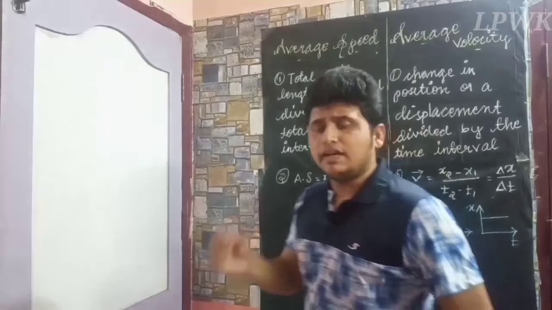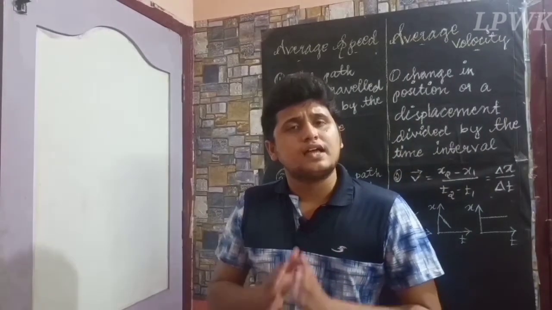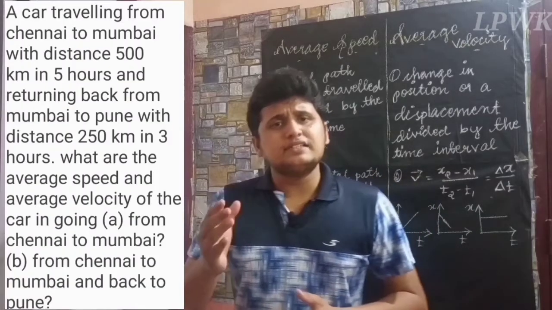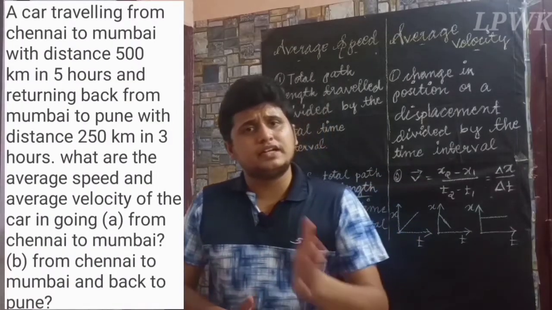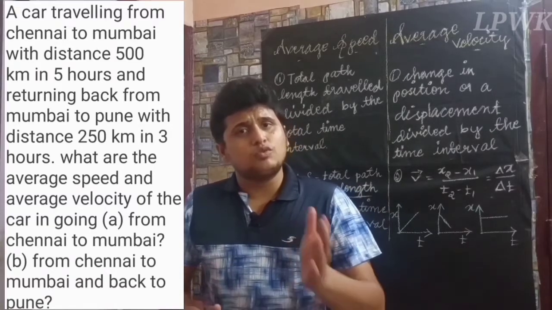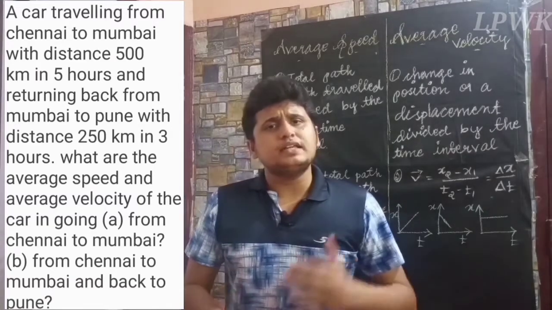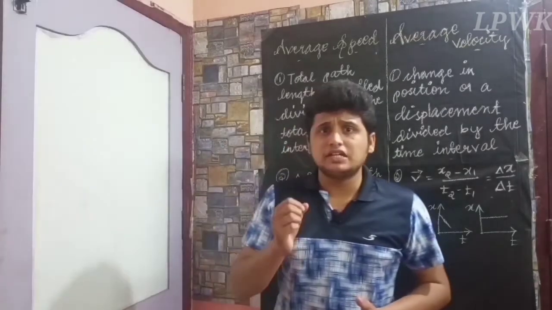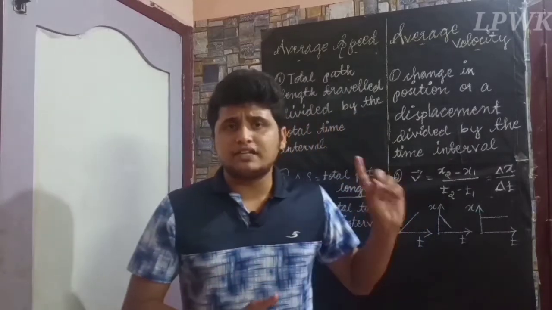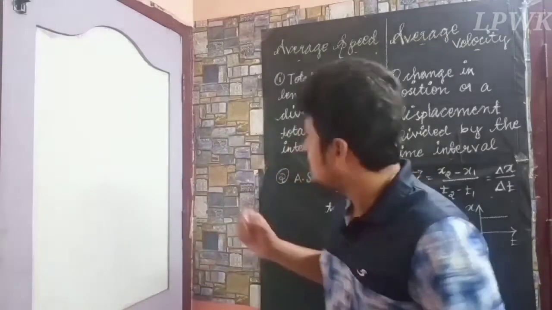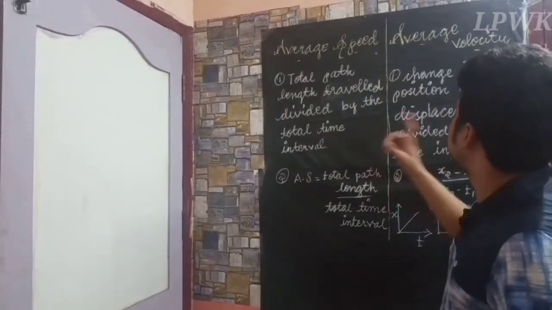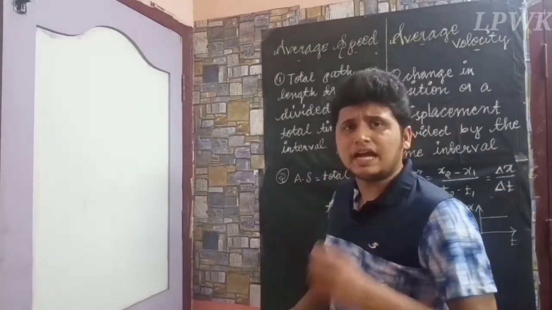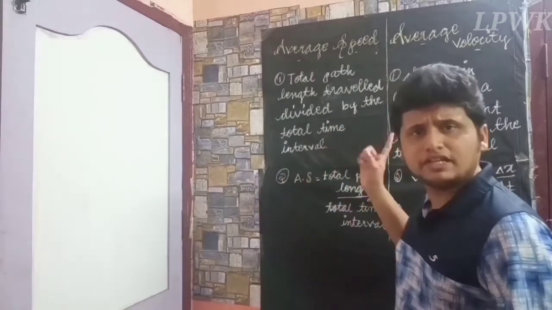In the last class, we discussed speed and velocity, and now we can discuss average speed and average velocity. Imagine a car traveling from Chennai to Mumbai and returning from Mumbai to Pune. What will be the average speed and what will be the average velocity? To find the answer, we need to understand the concept of average speed and average velocity. Look here, I have written both definitions. First we will discuss average speed, and then move on to average velocity.